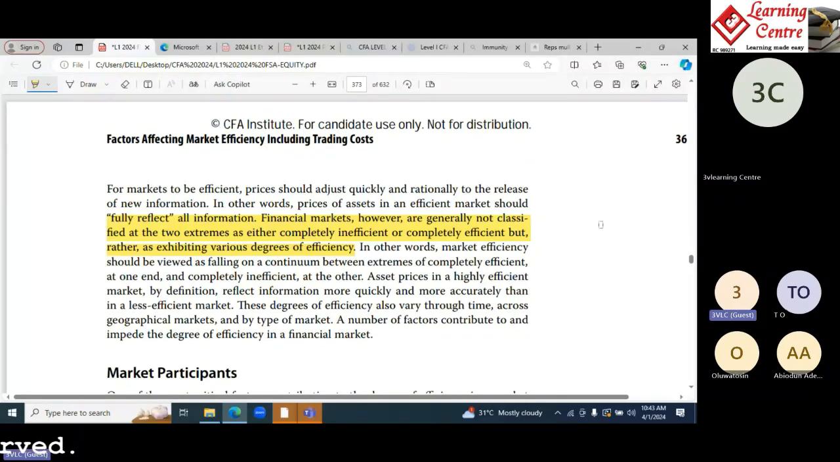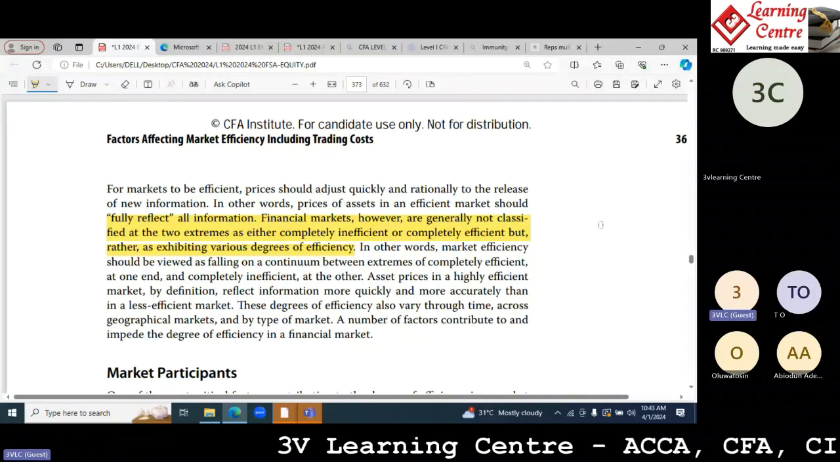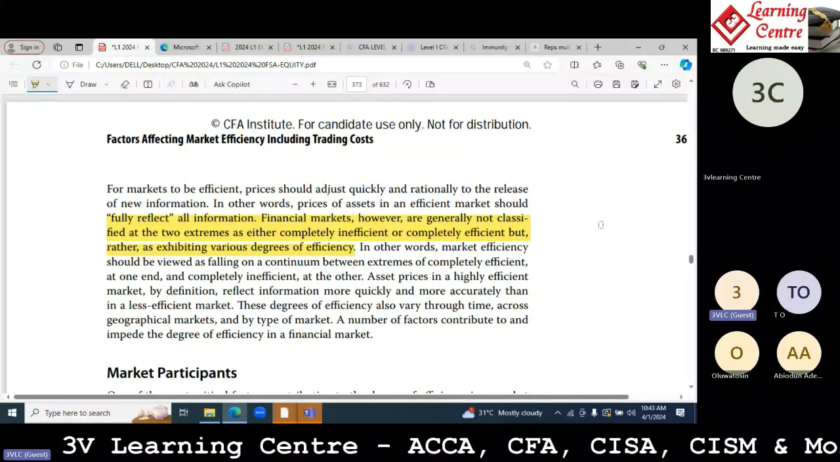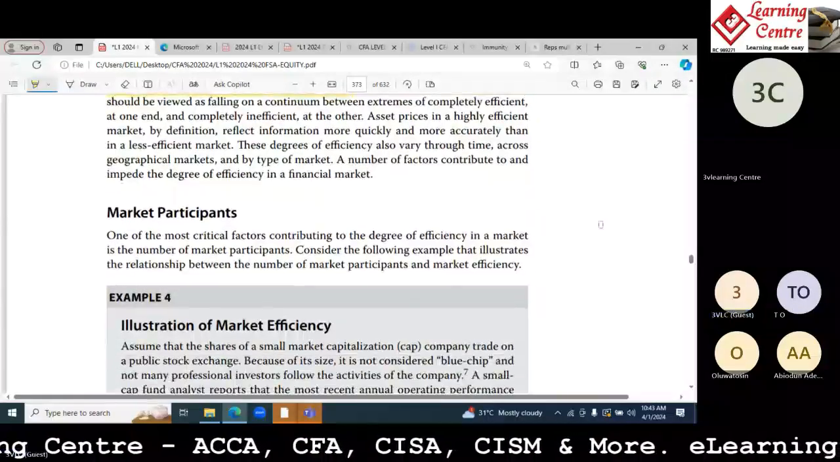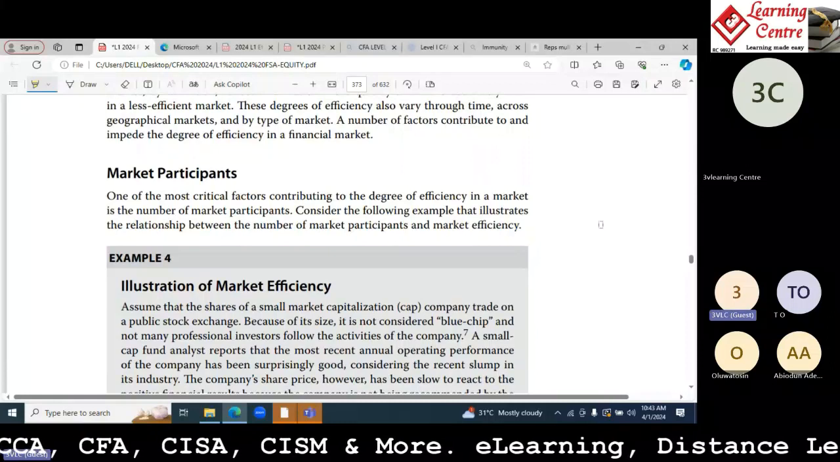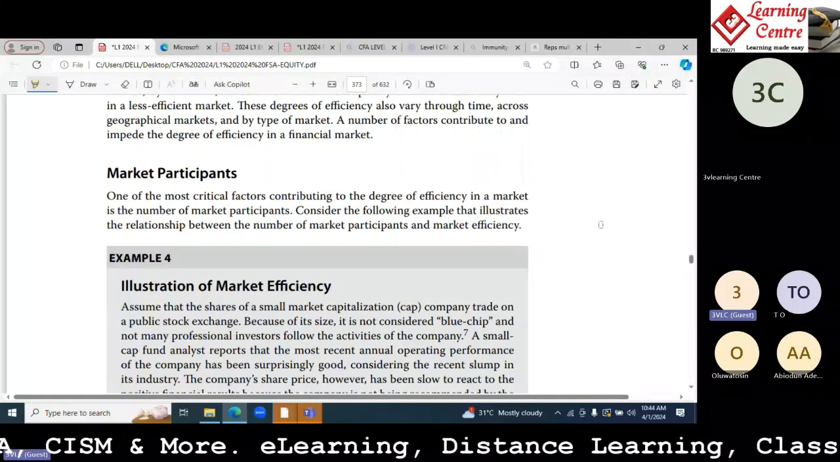In other words, market efficiency should be viewed as falling on a continuum between extremes of complete efficiency at one end and completely inefficient at the other end. This degree of efficiency also varies through time, across the geopolitical market and type of market. A number of factors contribute to and impede the degree of efficiency in the financial market. That means two markets can never be the same. The fixed income market and the equity market cannot be the same, even though they are both in Nigeria.